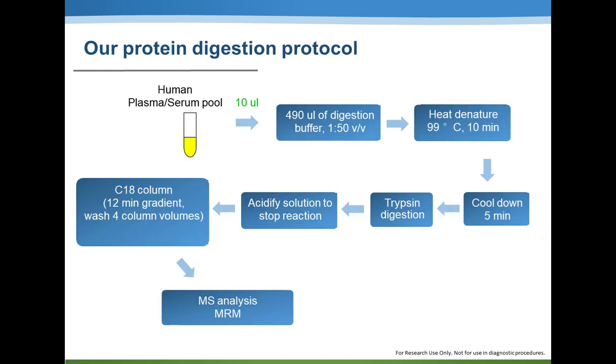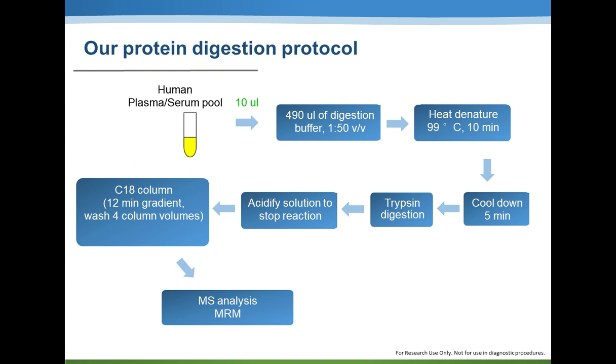And to accelerate the digestion process, we used a very simple protocol in the lab. So 10 microliters of plasma or serum sample was mixed with a sample buffer at a 1 to 50 volume ratio. The reason we're using 10 microliters is for easier pipetting. 1 microliter of a sample is more than enough for the detection of the 5 protein markers in the study.